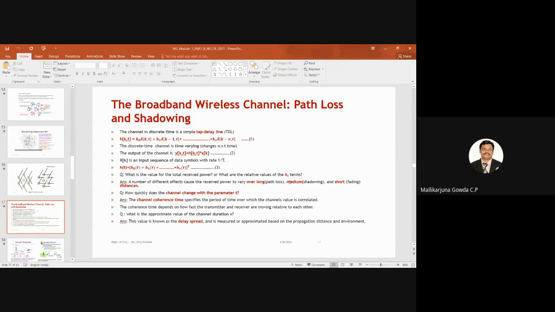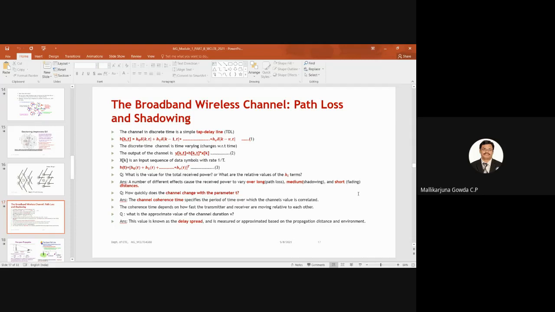So how do I determine the values of hi? As I said, a number of different effects will cause the received power to vary. Over long distances, that we call path loss, over medium distances, that we call shadowing, and for short distances, that we call fading. I hope now you will be able to understand these path loss, shadowing and fading terms.